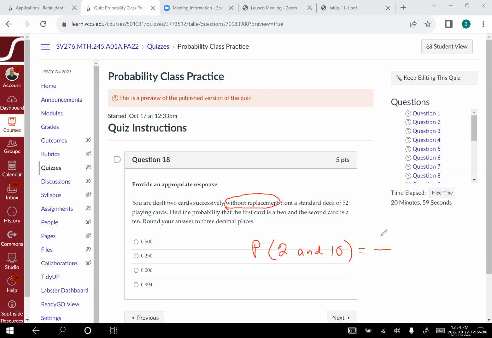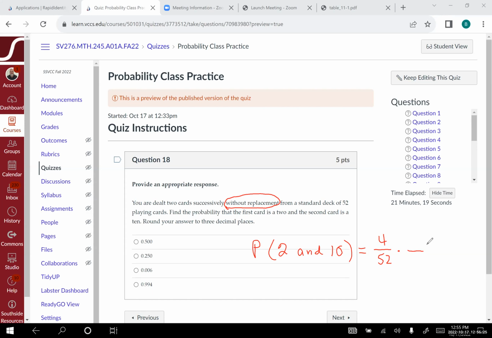Four? Is it four? Very good. Yeah, 4 twos in a deck of cards. How many total cards in that deck? 52. 52. Very good. All right, now you drew a 2 out of the deck, and they want to know, what's the probability that I draw a 10?